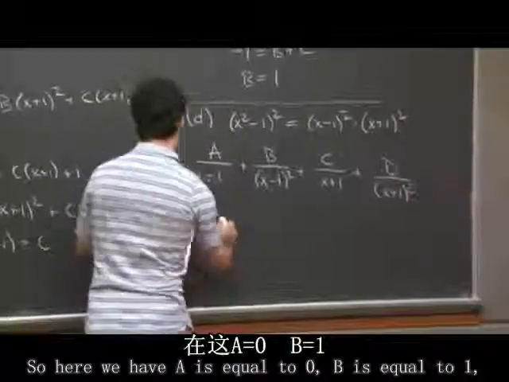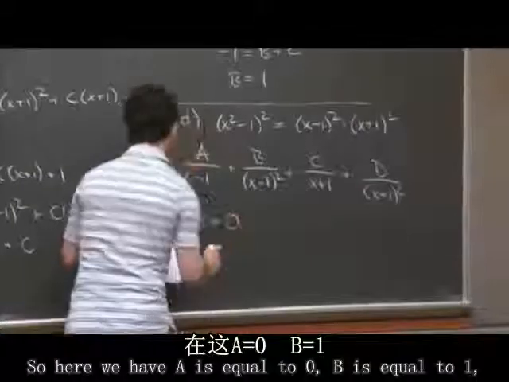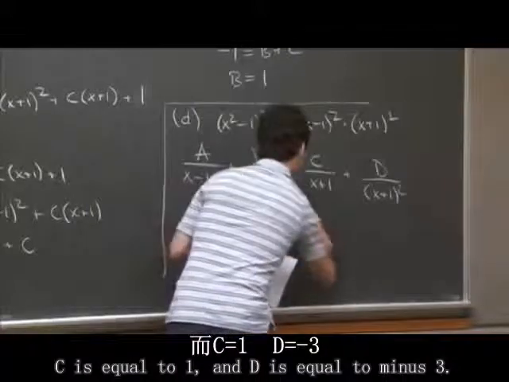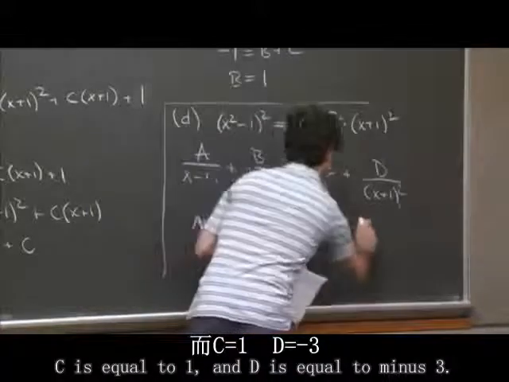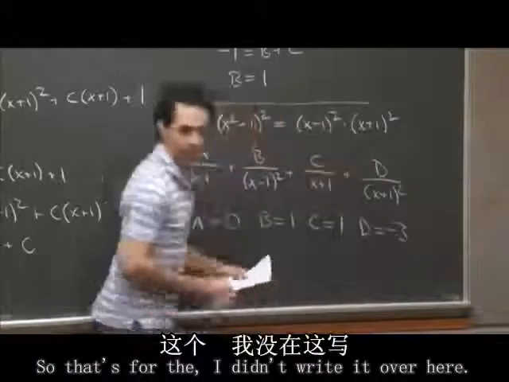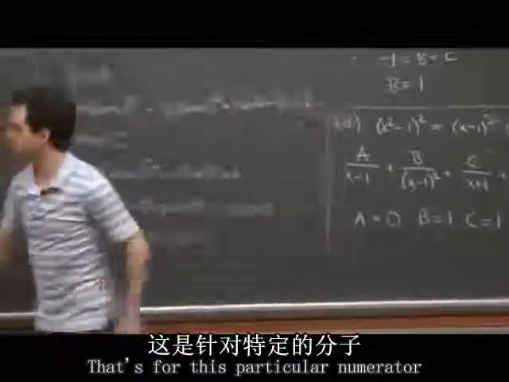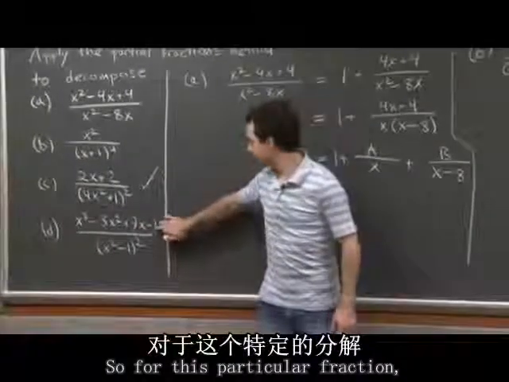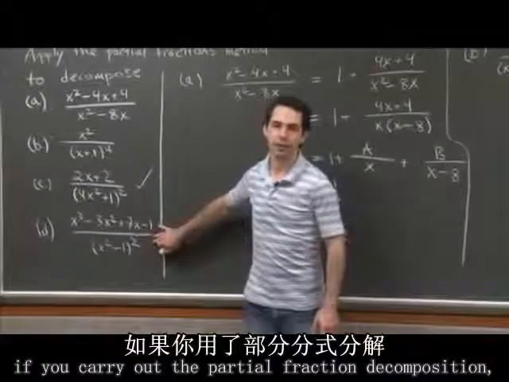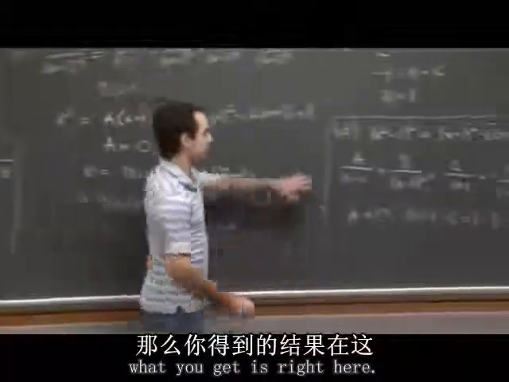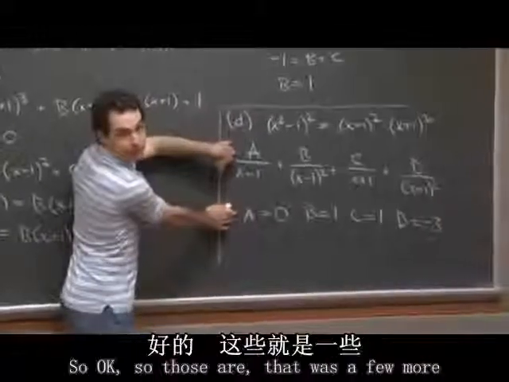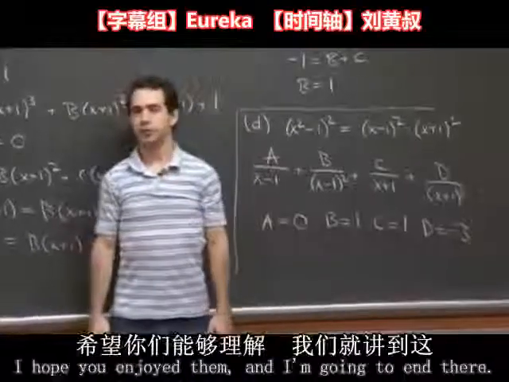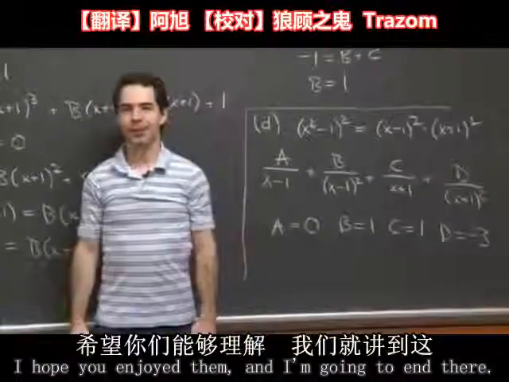So here we have a is equal to 0, b is equal to 1, c is equal to 1, and d is equal to minus 3. That's for this particular numerator that we started with back over here. So for this particular fraction, if you carry out the partial fraction decomposition, what you get is right here. Okay, so that was a few more examples of the partial fraction decomposition. I hope you enjoyed them, and I'm going to end there.